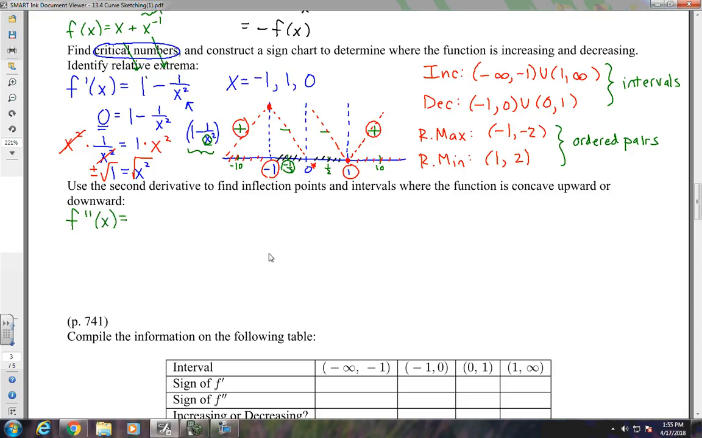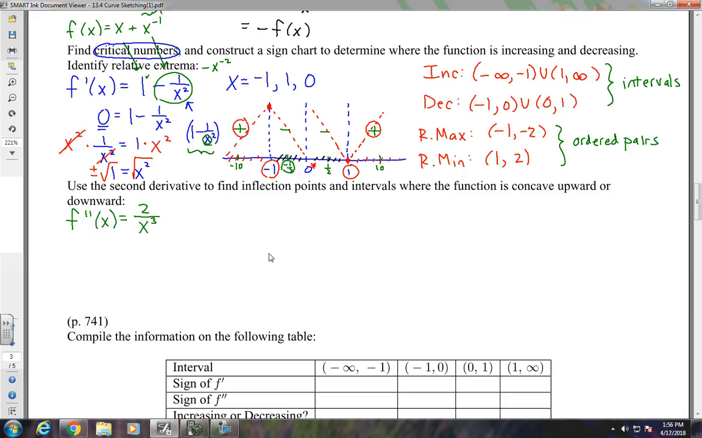Looking at my first derivative, the first term was 1. The derivative of 1 is 0, so that first term is going to go away. And we can think about this term as negative x to the negative 2. So when I differentiate it, using the power rule, I would get 2x to the negative 3, or I could write that as 2 over x cubed.